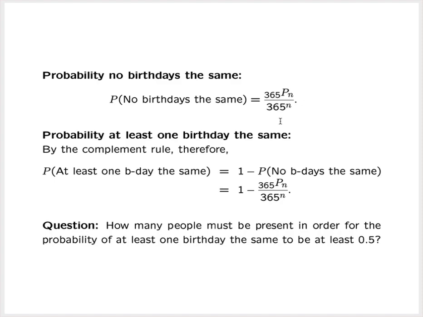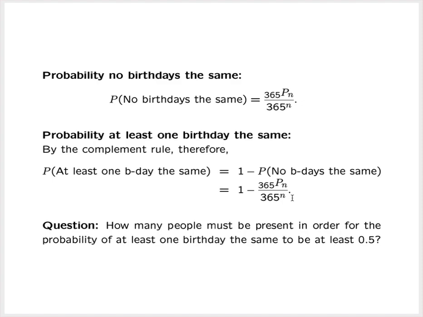Now the complement of that event is that at least two people have the same birthday, so at least one birthday is the same. We can get that probability from this one by subtracting it from 1. This is an application of the complement rule. So the probability that at least one birthday is the same is 1 minus the probability that no birthdays are the same, which is 1 minus 365 permute n over 365 raised to the nth power.